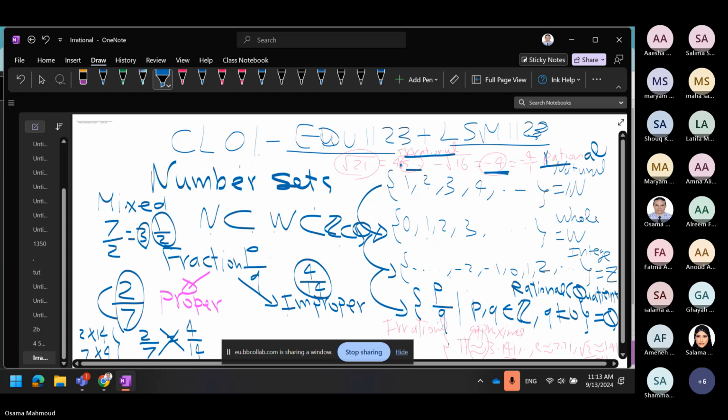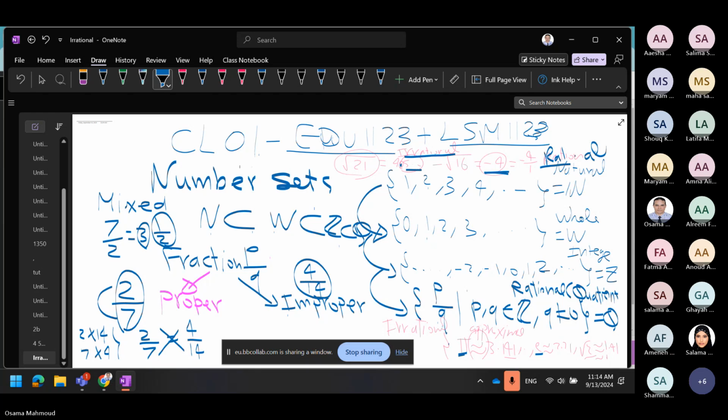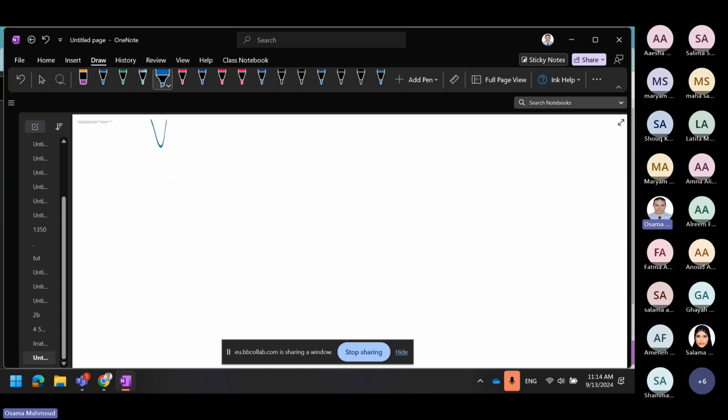Okay? This is how to distinguish between rational and irrational. But if you see any number with pi or e, straightforward, you say irrational. Catch it? Okay. Now we finish the number set. Let's go for the Venn diagram.